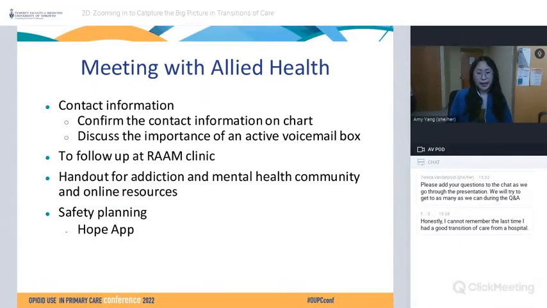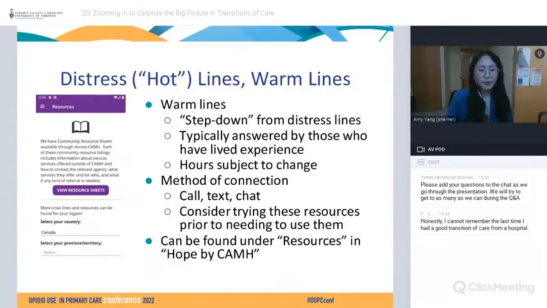With safety planning, warm lines and distress lines were provided to Casey for him to follow up should he need them. And in certain cases, this can also be done with the app called Hope by CAMH, which I can discuss later on. But first, I want to draw our attention to warm lines. Whereas people typically know about distress lines, warm lines aren't as well known.